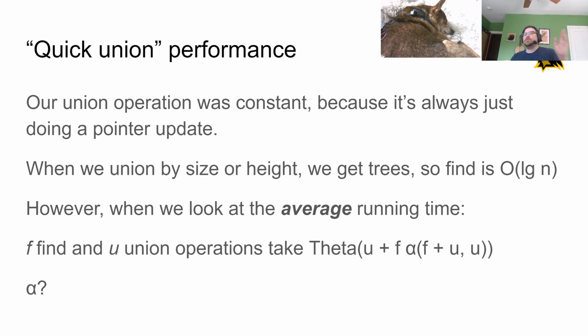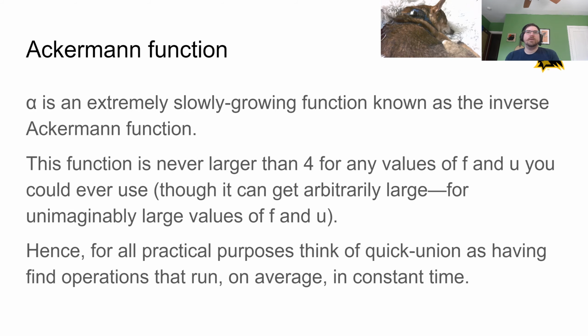So suppose we go do a big heavy math lifting and we come up with this answer. What is this? This is the inverse Ackermann function, which is an extremely slow growing function. This function never computes to 4 for any value you would ever reasonably use, right?